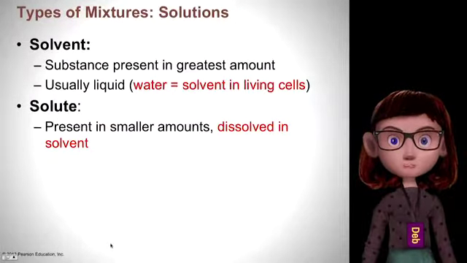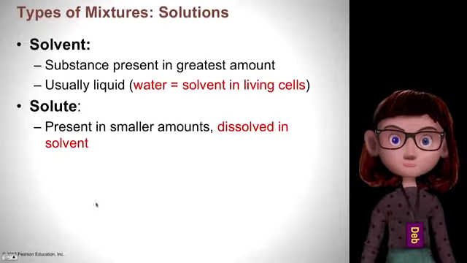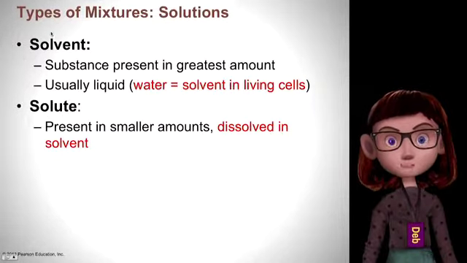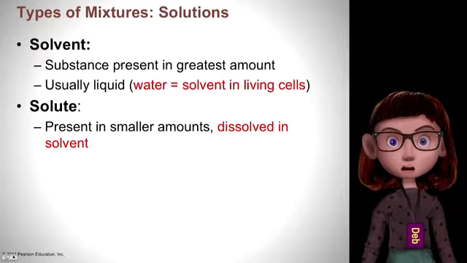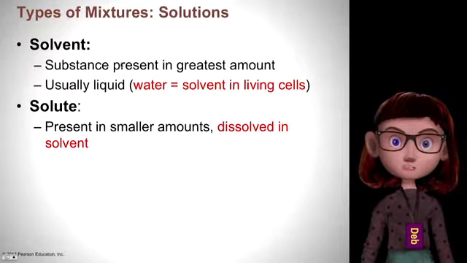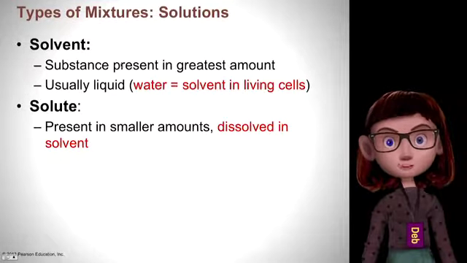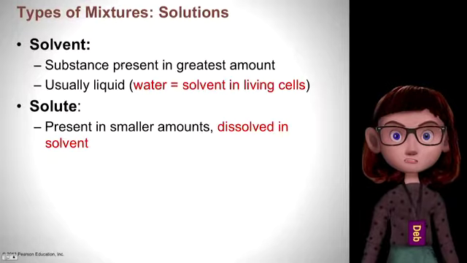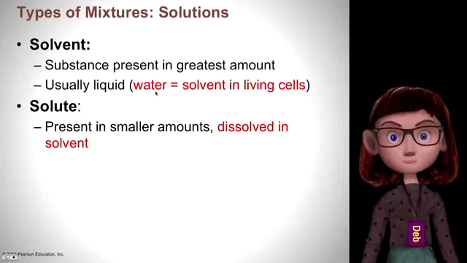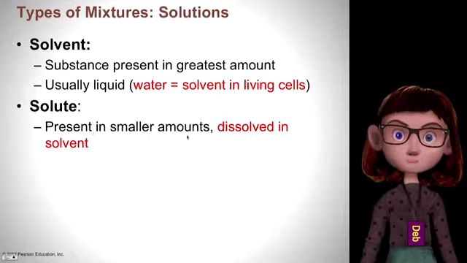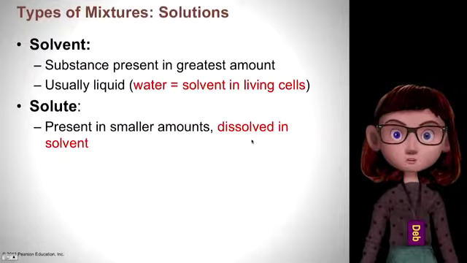With a solution, you will have a solvent and a solute. So the solvent is the substance present in the greatest amount, and it's usually a liquid. In living cells, the universal solvent is water. Obviously, water doesn't dissolve all things, but in living cells, water is the solvent. Solute, this is going to be present in smaller amounts, and it's the particles that are dissolved in the solvent.